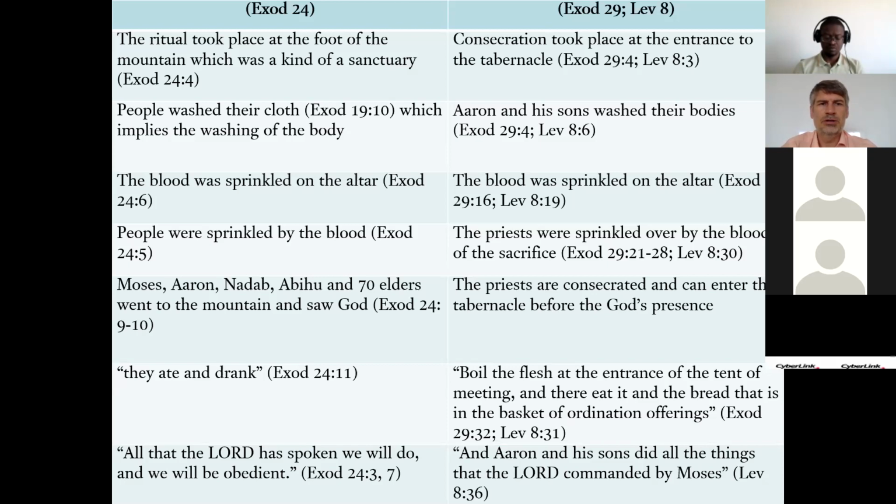Like, for example, the ritual took place at the foot of the mountain, and we already said that the mountain was a sanctuary, and the ritual of the consecration of the priest should take place at the entrance of the tabernacle. People wash their clothes, which implies the washing of the body, and Aaron and his sons also wash their bodies. The blood was sprinkled on the altar. People were sprinkled by the blood, and the priests were sprinkled by the blood of the sacrifice.